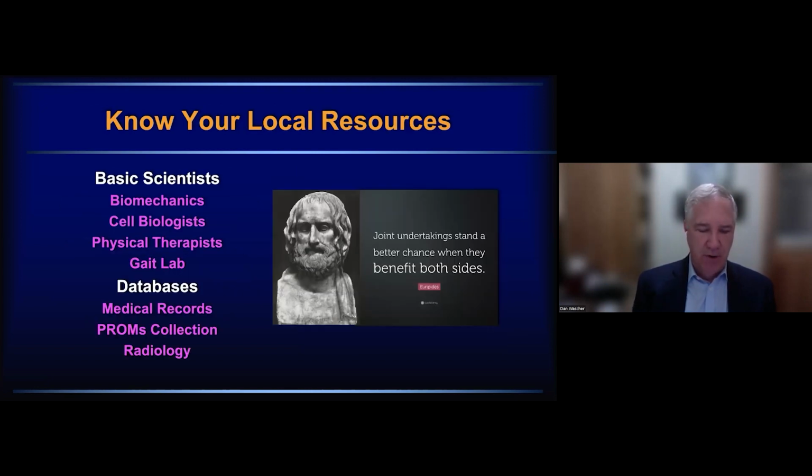I think it's important to know your local resources. It's difficult to do a study on gait analysis if you don't have a good gait lab. So look around your institution and see what sort of basic scientists or other clinicians are available to execute your research project. Look at what databases you have, whether medical records, electronically, collection of patient-reported outcome measures, or radiology files. All of these can be great sources for research projects.